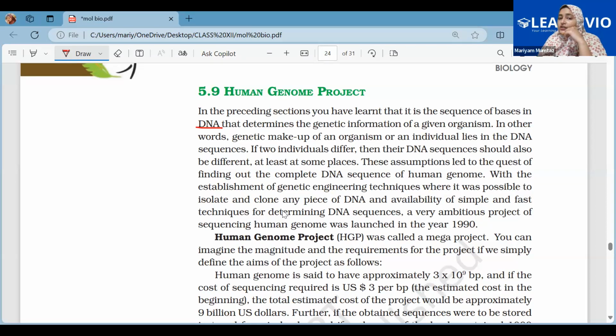Now, if two individuals differ, their DNA sequence should also be different, at least at some places. These assumptions led to the quest of finding out the complete DNA sequence. Now, people wanted to find out what is the sequence of DNA in humans. So that is what the Human Genome Project was.